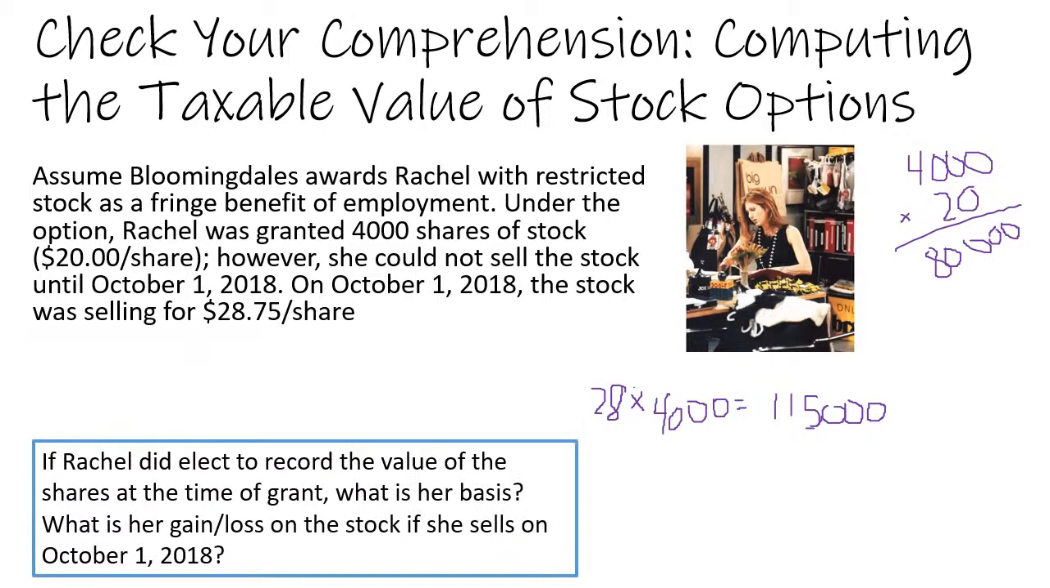So now, let's look at the opposite scenario. If Rachel did elect to record the value of the shares at the time of the stock grant, what would be her basis? What would be her gain or loss on the stock if she sells the minute that she's eligible? Her basis, if she had taken basis of the stock, would be this $80,000. She would turn around and sell the shares for $115,000, which means that her gain on the sale is $35,000, which is taxable income.